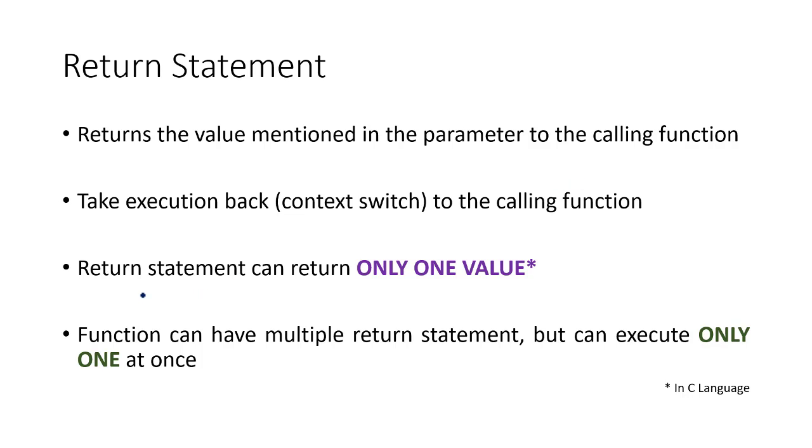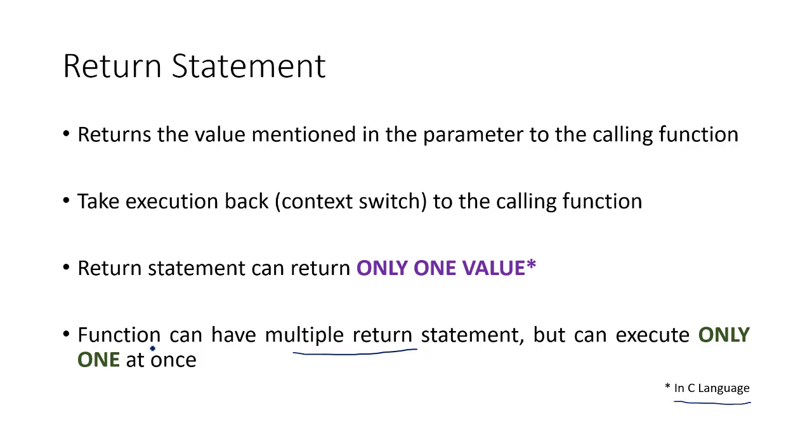Regarding the return statement, remember this is a very important point. A return statement can return only one value, in the C programming language. In other programming languages like Python, it may return a number of values, but in the C programming language, it can return only one value. The value the function is returning should match its data type with the return type of the function. The last one is that a function can have multiple return statements but can execute only one at a time. So only one return statement will be executed at once.